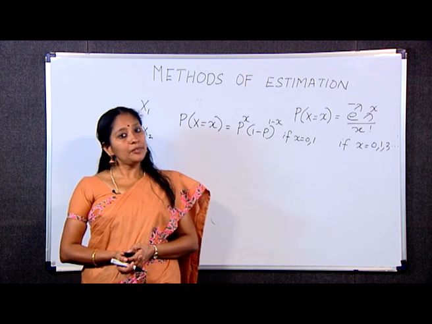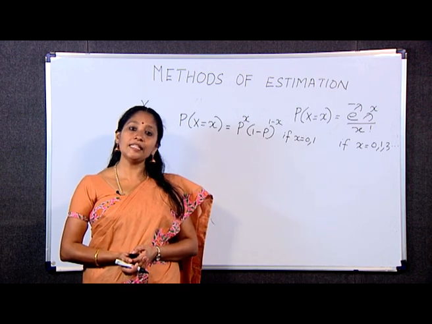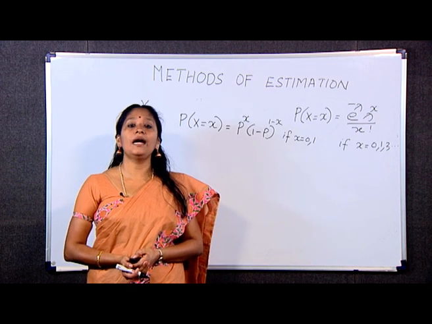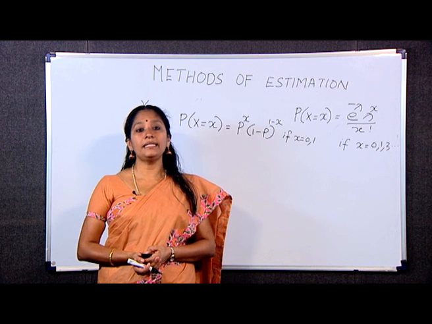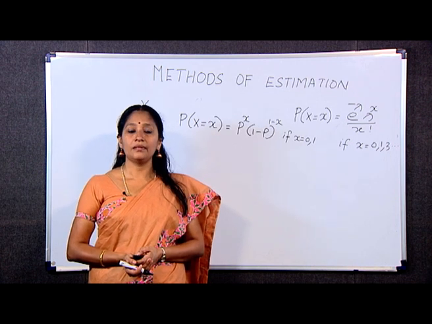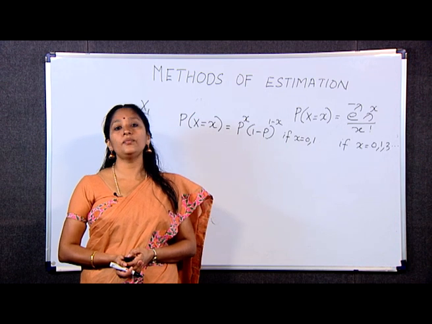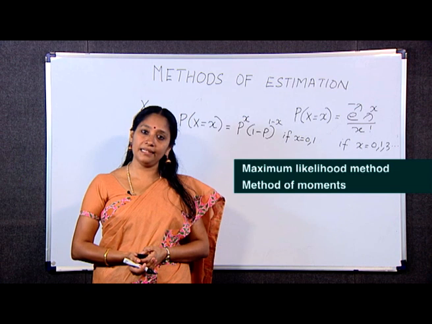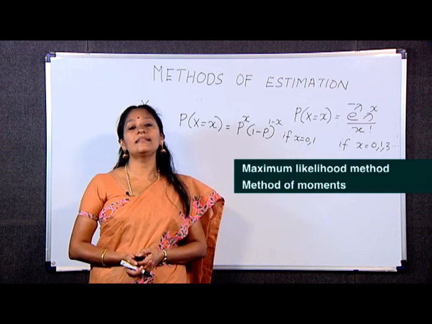We cannot arbitrarily choose the sample mean or sample variance etc. as the estimator. We need a procedure to estimate the unknown parameters of distributions. There are several methods of estimation. We have two well-known methods existing in the literature for this purpose. These are maximum likelihood method and method of moments. We would be concentrating on these two methods during this session.